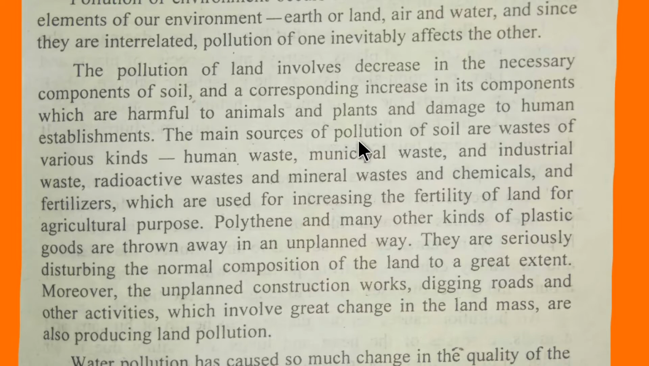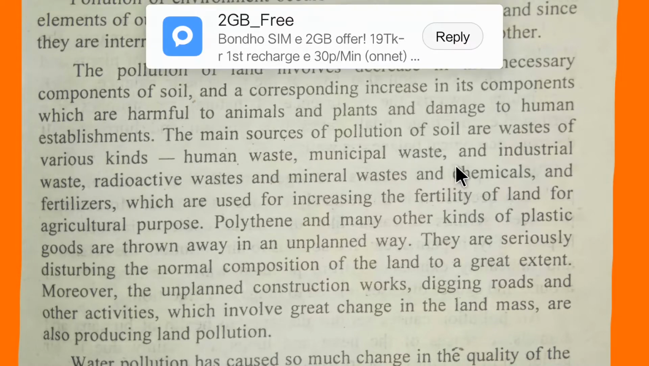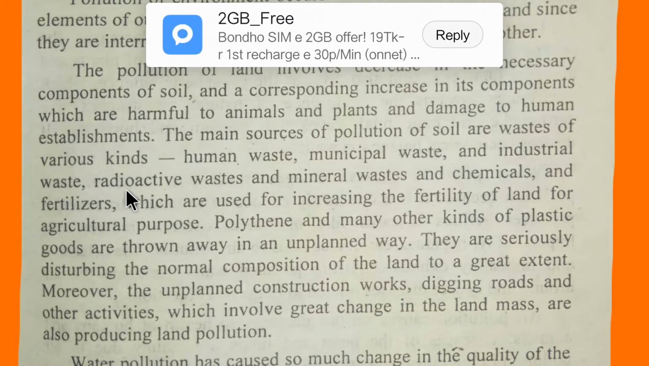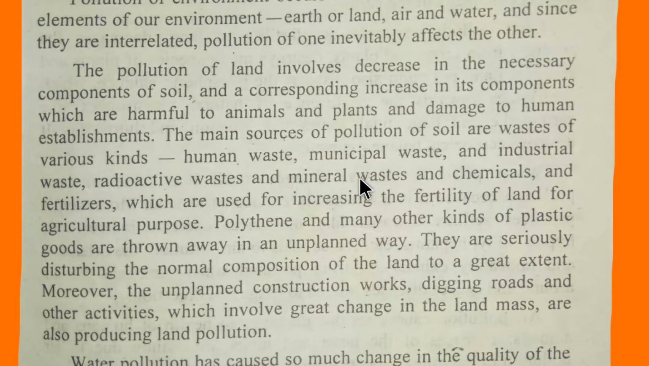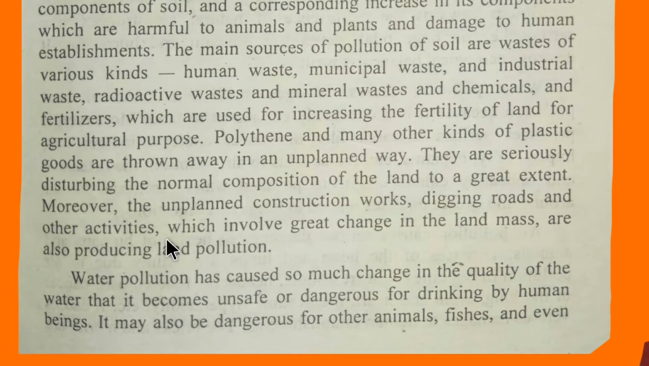The main sources of pollution of soil are wastes of various kinds: human waste, municipal waste, industrial waste, radioactive waste, mineral waste, and chemicals and fertilizers, which are used for increasing the fertility of land for agricultural purpose. Polythene and many other kinds of plastic goods are thrown away in an unplanned way. They are seriously disturbing the normal composition of the land to a great extent. Moreover, the unplanned construction works, digging roads and other activities, which involve great change in the land, are also producing land pollution.